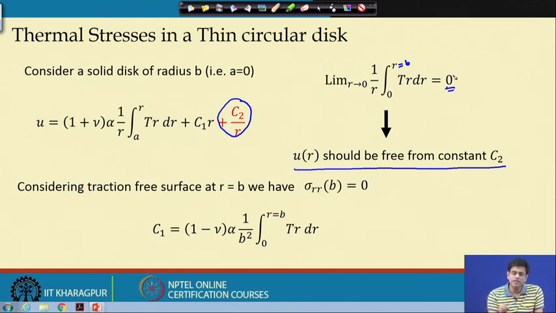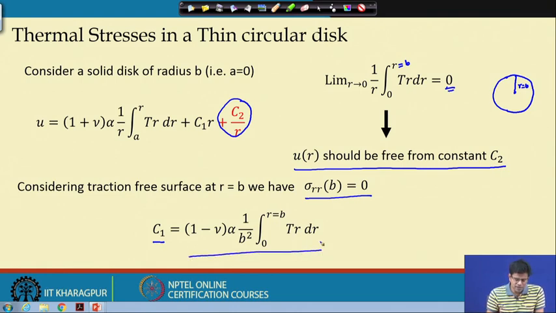Now if there is a solid disk, there is no surface traction on the boundary. There is only the temperature rise, so there is no external force. Then sigma rr at r equals b must be 0. So, that is at r equals b. If we put that in, then we can find out the value of C1.